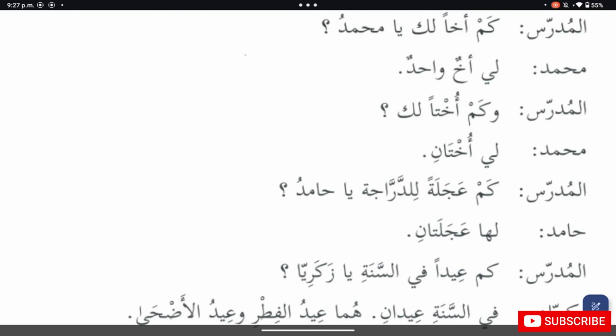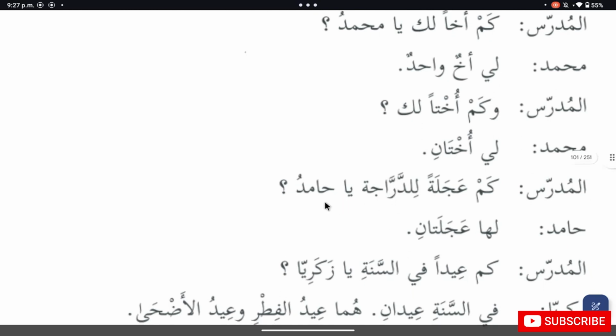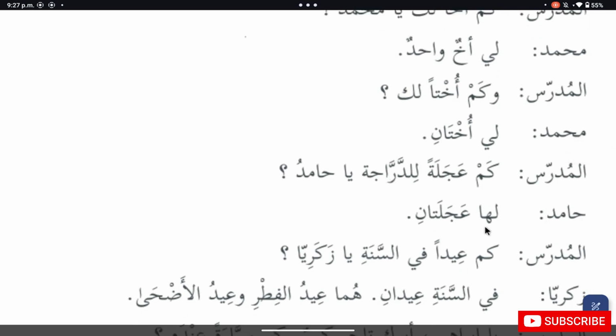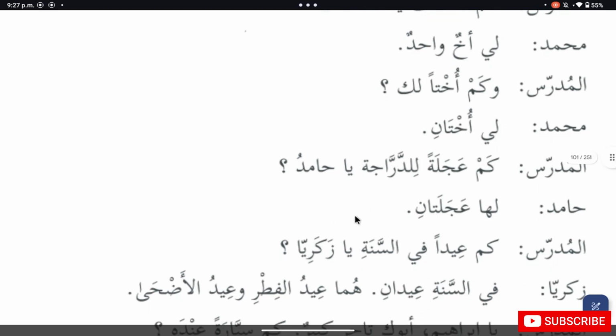Ajala here means wheel or tires. It's singular, but again kam makes a plural. So we're saying kam ajalatan lit daraja. How many tires or wheels does the bike have? Ya Hamid. Laha, laha, because the word daraja is feminine because of the ta marbuta. Laha ajalatan. It has two tires or two wheels.